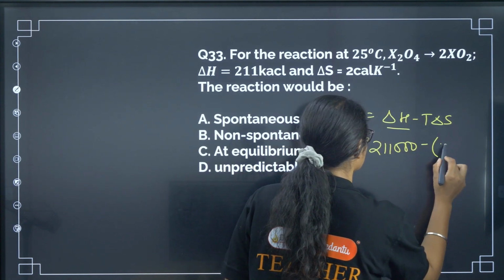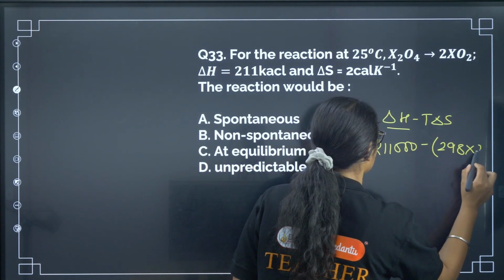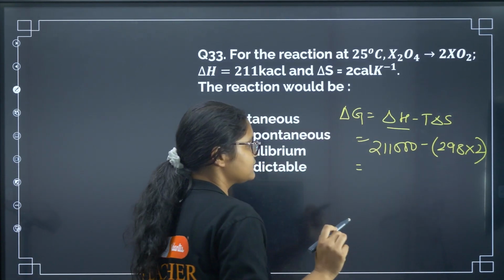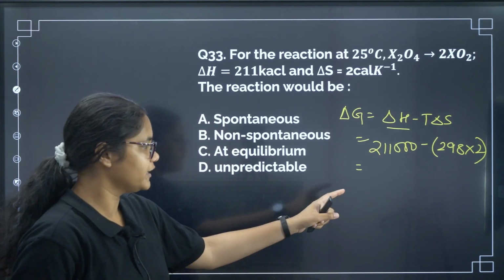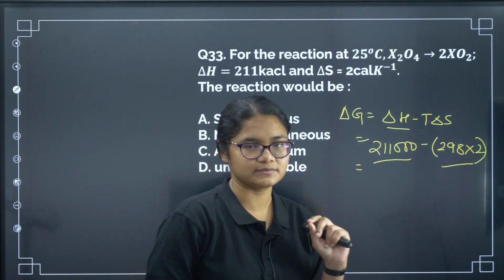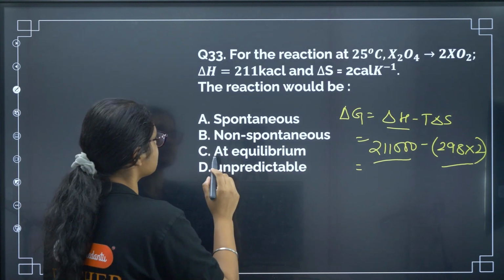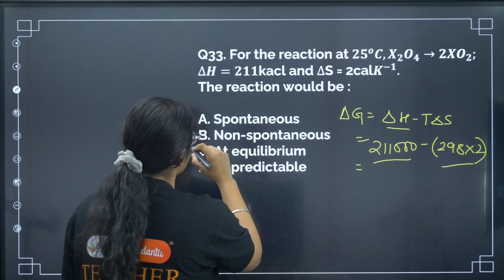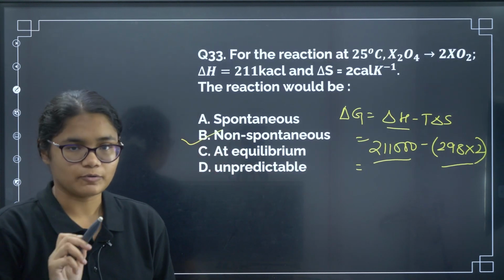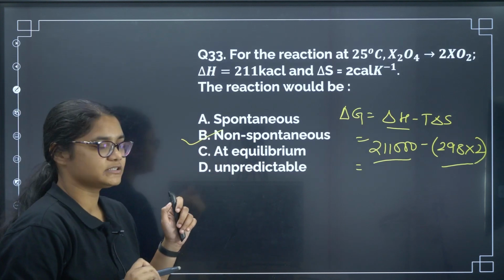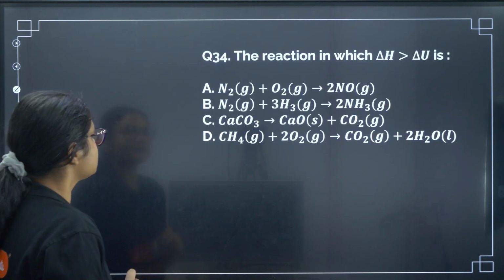Minus T delta S, 298 into 2, right? So you can see this number will be coming a positive value, right? This much big number subtracted with this small number will give a positive value. So delta G is positive. So the answer for this question will be non-spontaneous because delta G is positive. So the correct answer for this question will be option B. Now let us see the next question.